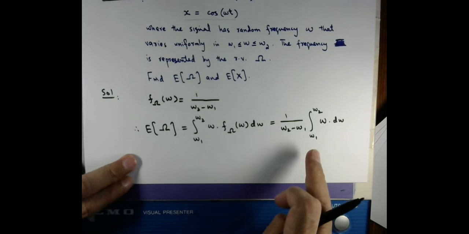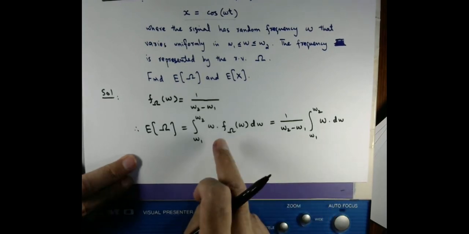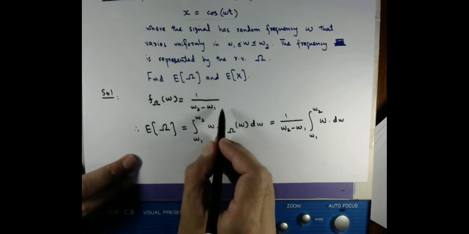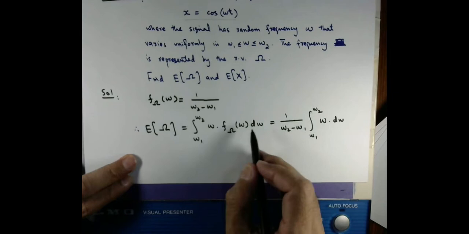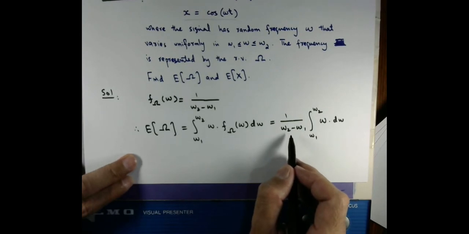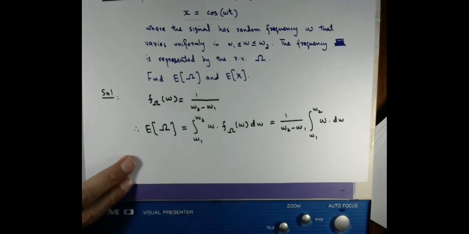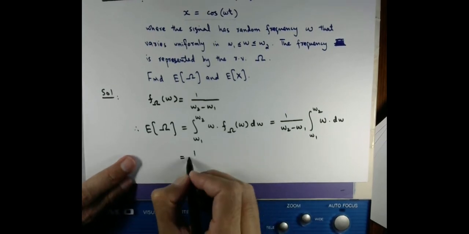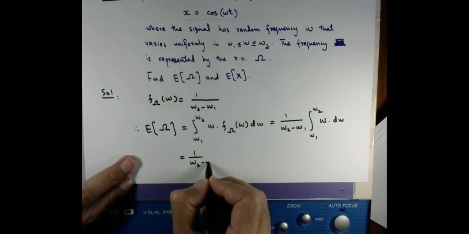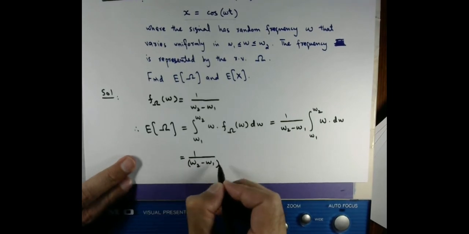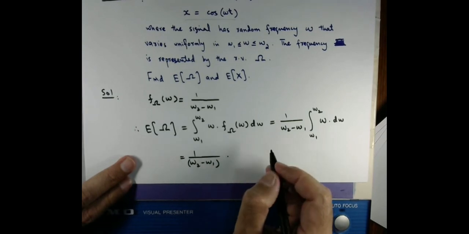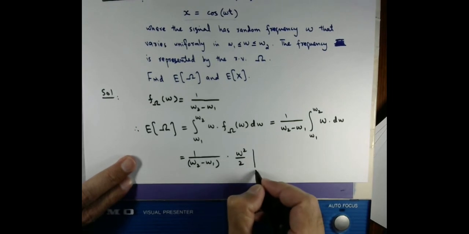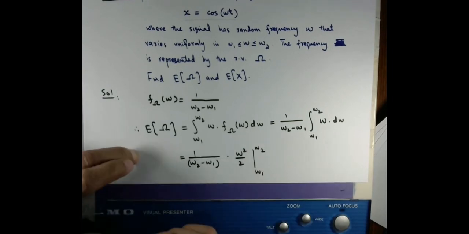So you should be able to see the relation between this expression and this expression. f sub omega of omega is nothing but this, and since these are two constants, they have been taken out of the integral sign, and the rest is simply omega times d omega. So you simply integrate that. If you integrate it, you will get 1 over omega 2 minus omega 1 times omega square by 2 from omega 1 to omega 2.